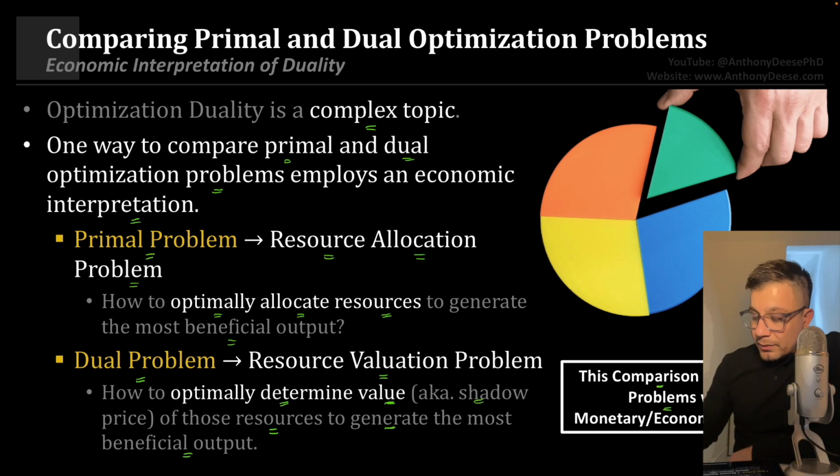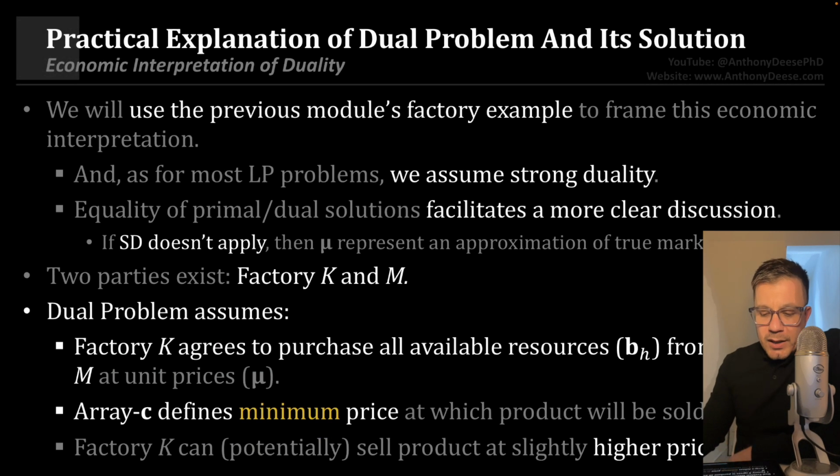Now, this comparison still applies to problems with no obvious monetary or economic component, but fortunately the example that we presented in module number 7 has a pretty obvious economic component, which will make this conversation a little bit easier. So we're going to use the previous module's factory example to frame this economic interpretation. And as for most linear programming problems, which the example from module 7 was, we assume strong duality, right? The primal and dual formulations are feasible, etc. And so the equality of the primal and dual solutions, as dictated by strong duality, facilitates a more clear discussion.